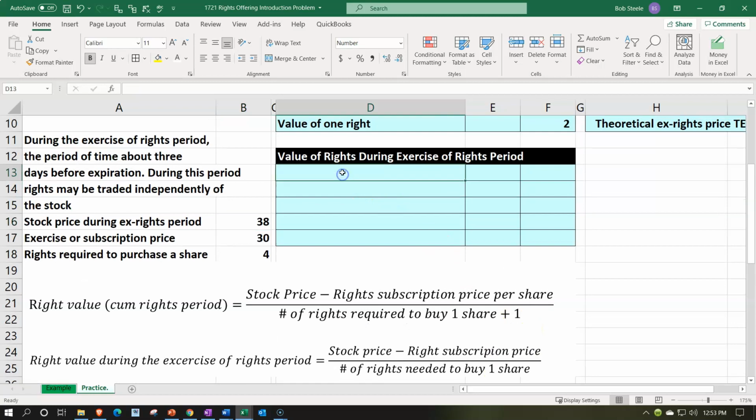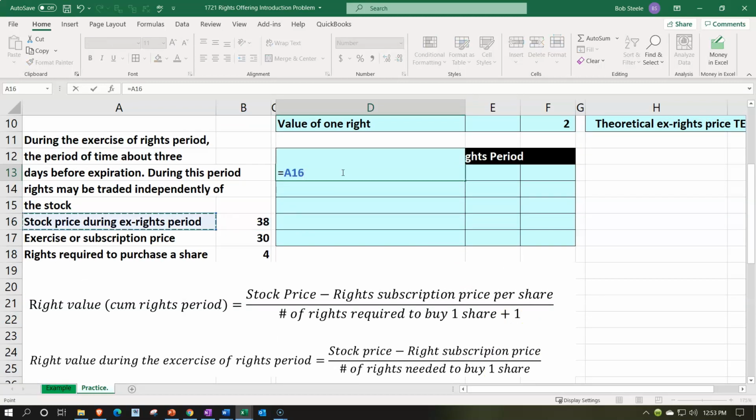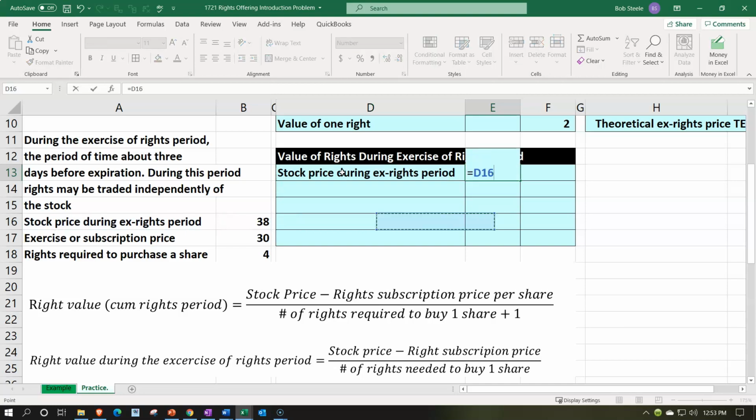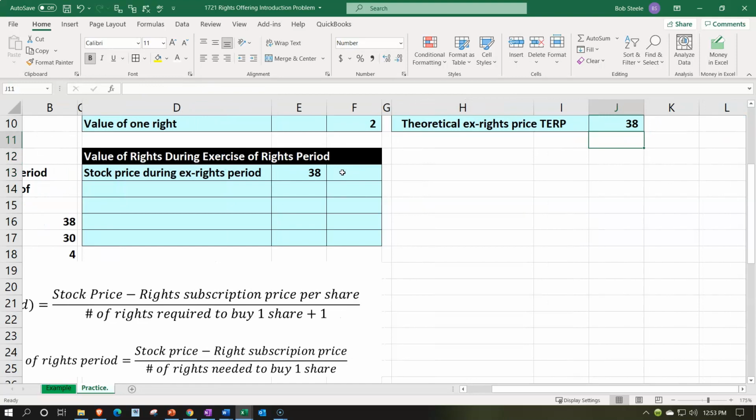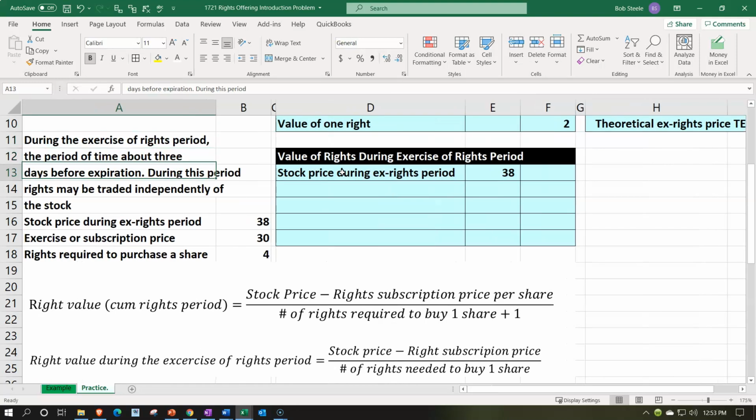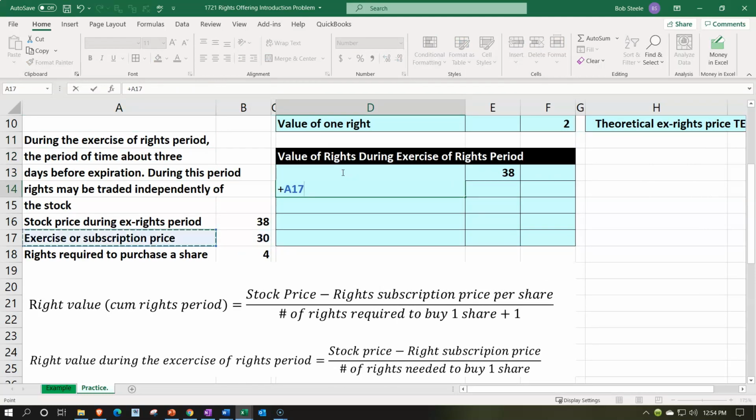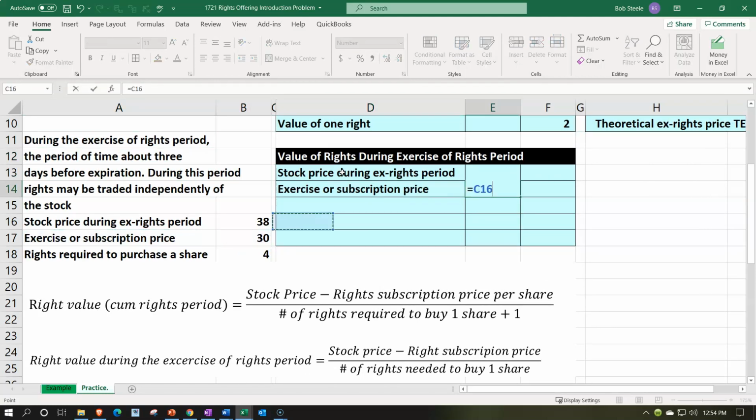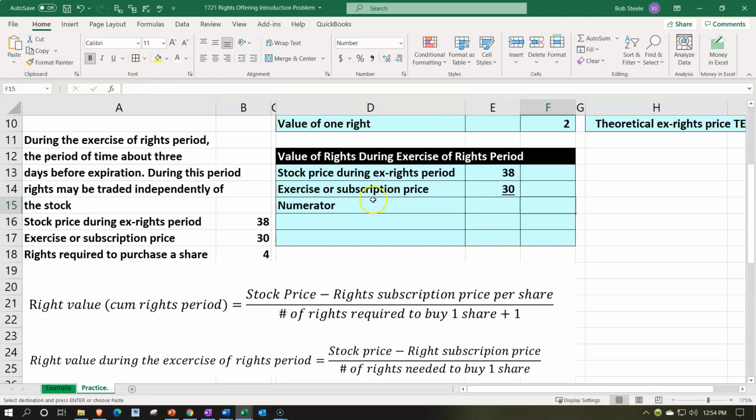So we're going to say, all right, the new stock price here is going to be 38. And that 38 matches the calculation we had for the theoretical ex-rights price, 38 up top. We're going to compare that to the exercise price or subscription price, and that's going to be the 30. Underlining that, font group and underline, that's going to give us the numerator, which is going to be the 38 minus the 30.